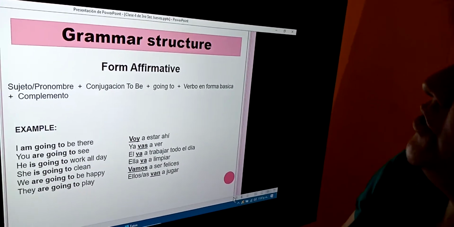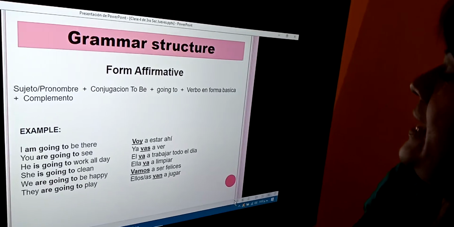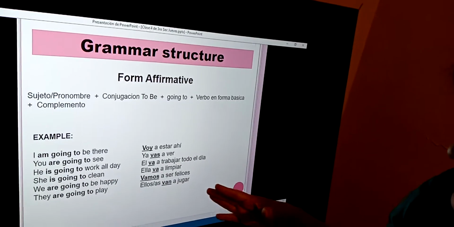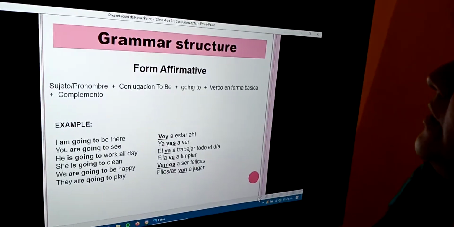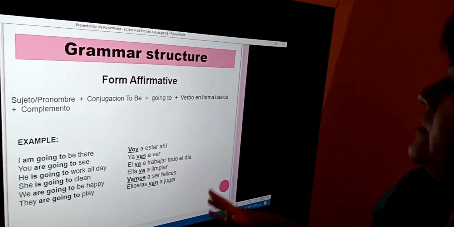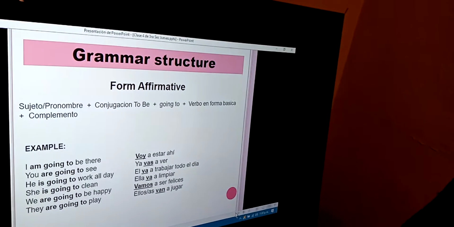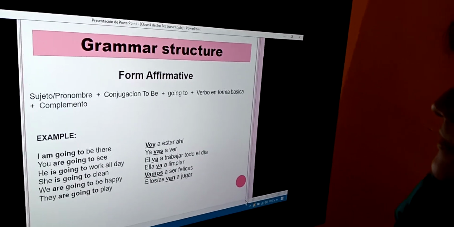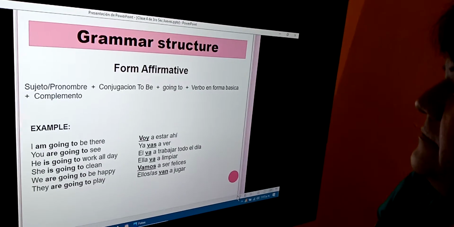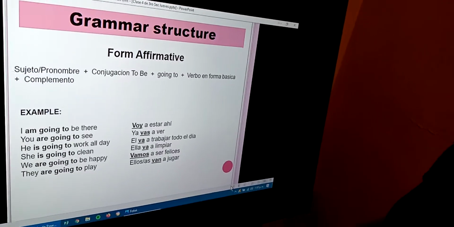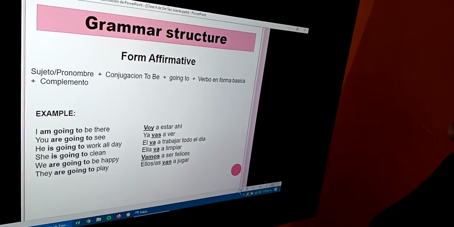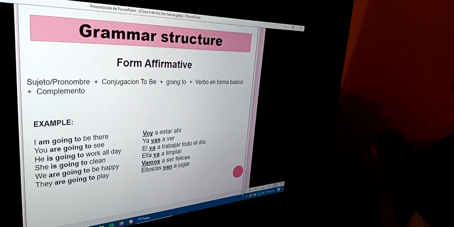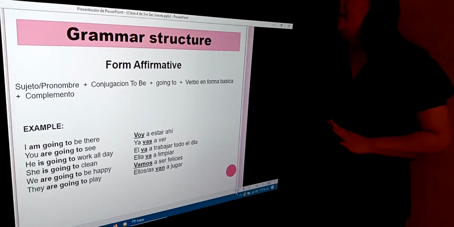Number 4, she is going to clean. Ella va a limpiar. And number 5, we are going to be happy. Spanish, vamos a ser felices. They are going to play is number 6. Ellos o ellas van a jugar. Okay? This is the grammar instruction for affirmative. Okay? Next.